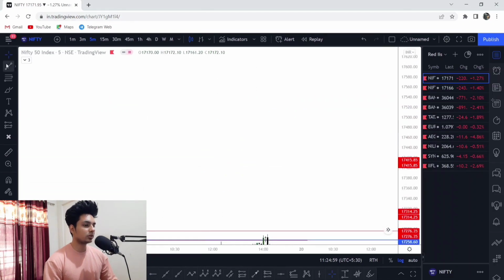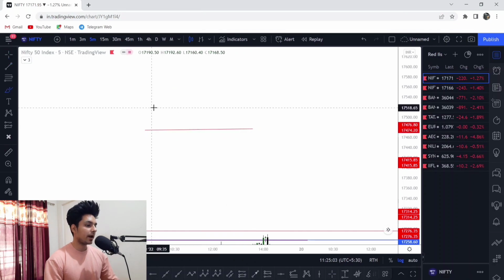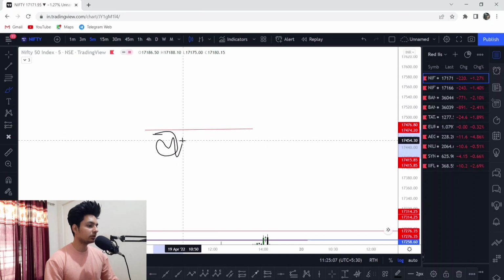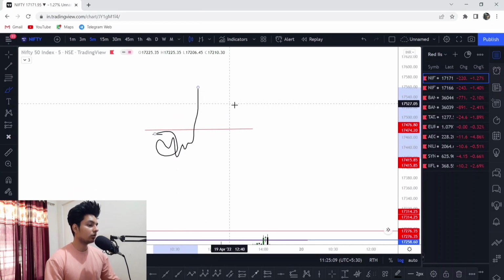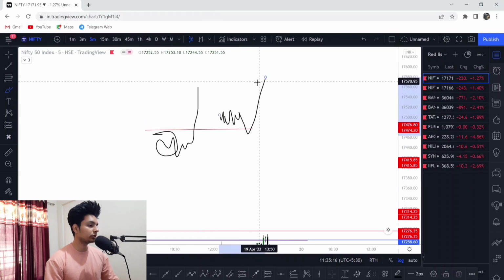So there are two types of entries that you can make use of. Let's say this is your opening price, and if the price is accumulating below the opening price, you can take a long. Now if the price, let's say, is trading above the opening price and it hunts this particular level and then pushes higher, this is where you can look for your long trades.